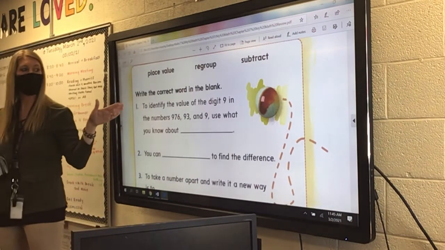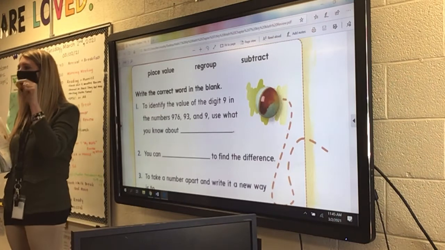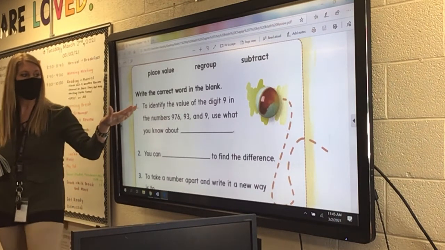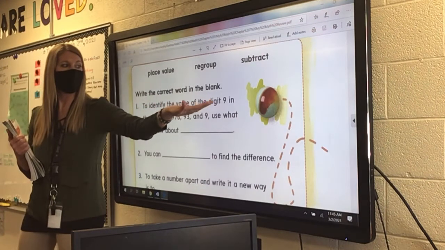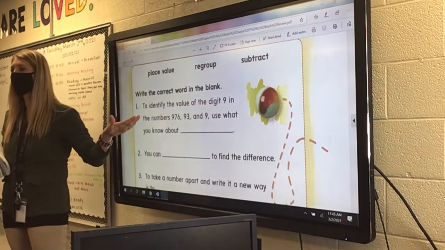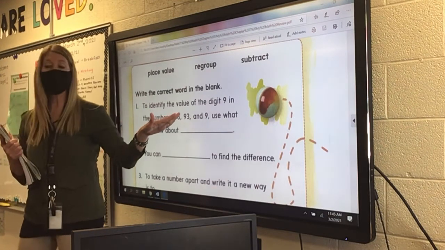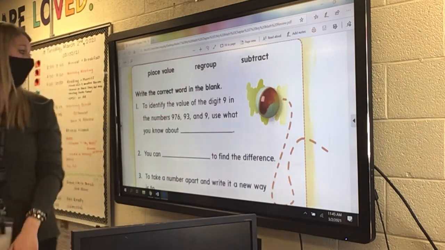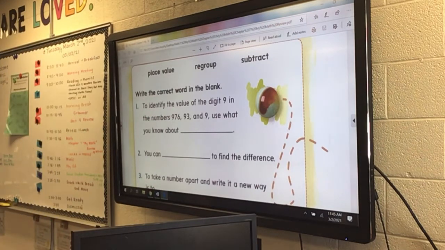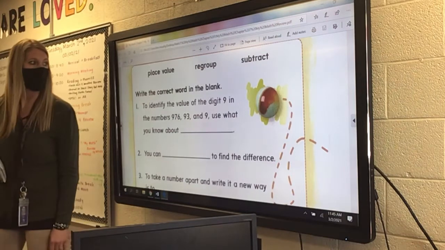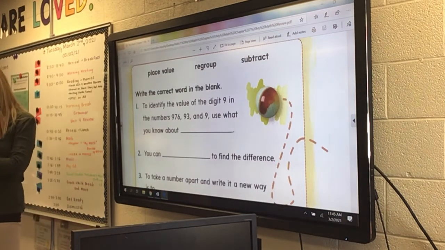So if I read number 1, I want you to think, what is the right vocabulary word to go in that blank? To identify the value of the digit 9 in the number 926, 93, and 9, use what you know about. What do you think it is, Brooklyn? What vocabulary word?